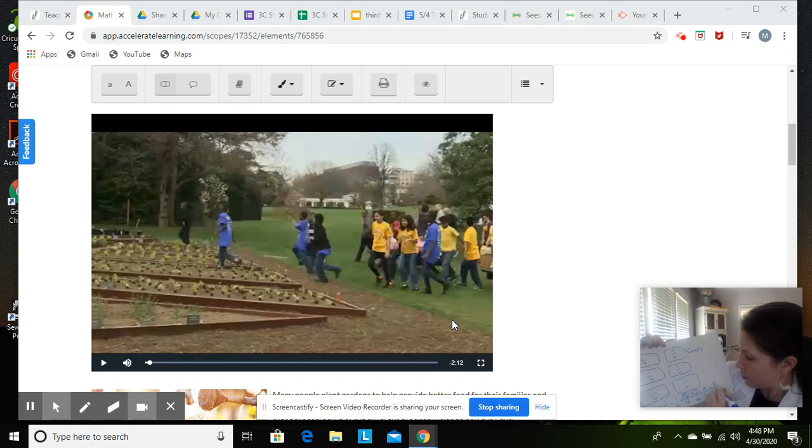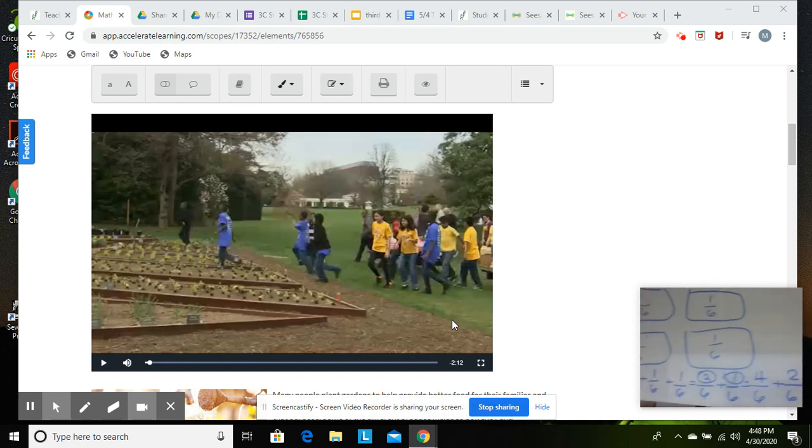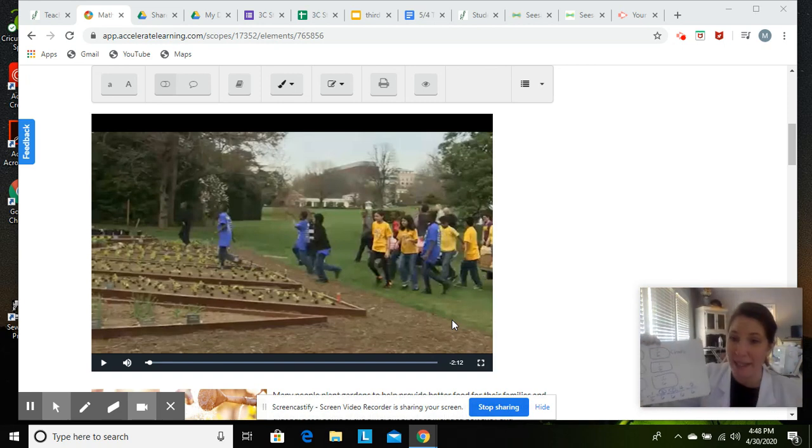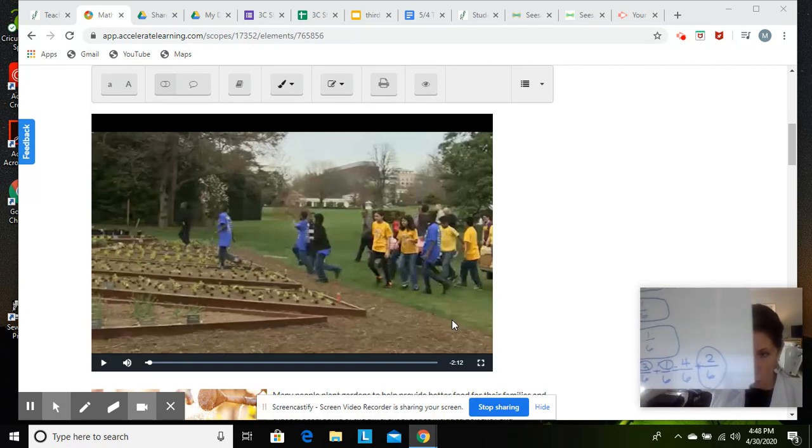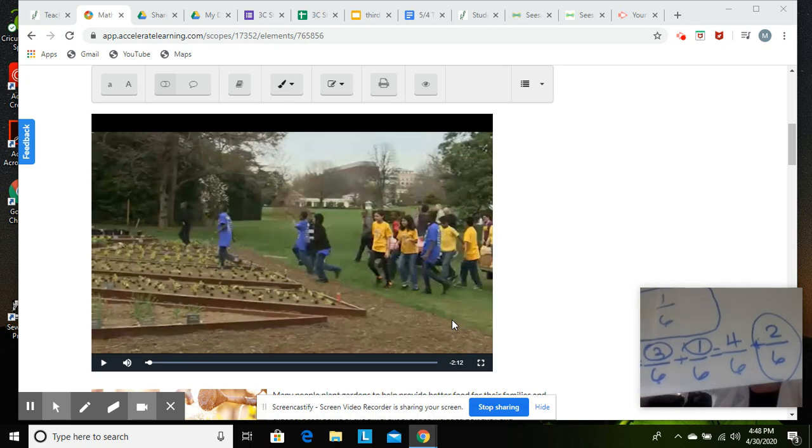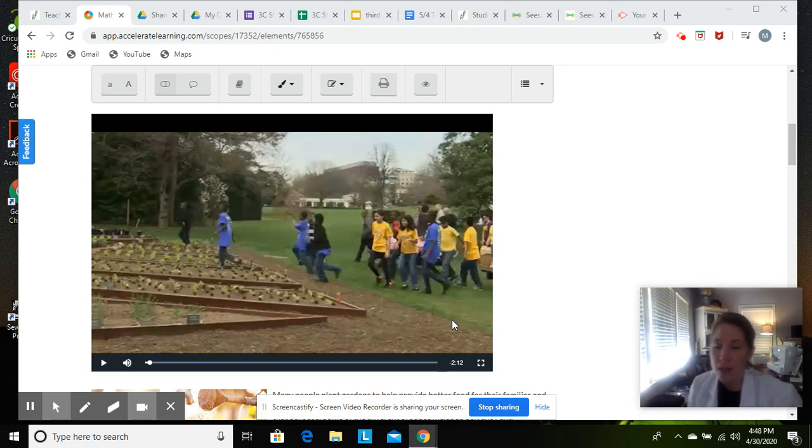So 4/6 plus 2/6 equals 6/6, which makes our whole thing. This makes the whole garden. So what is needed to still plant? Which part of the garden? 2/6. I hope that you saw a good visual of how we can compose fractions. All it means is that we're putting them together and adding them up.